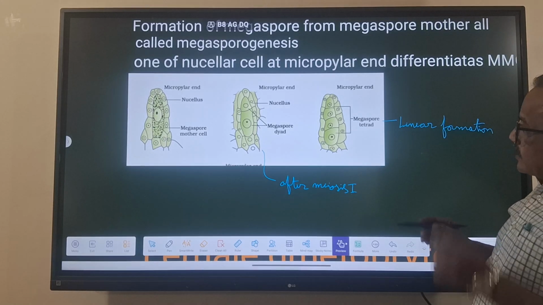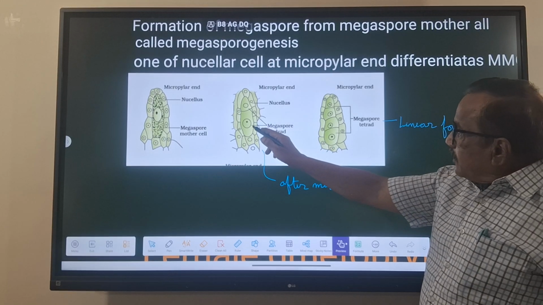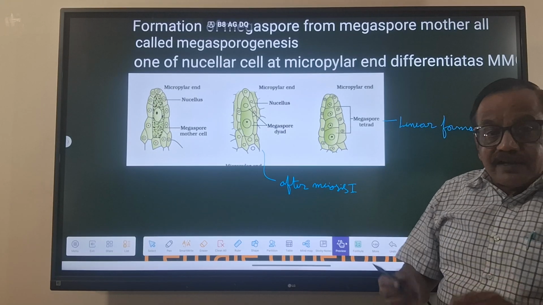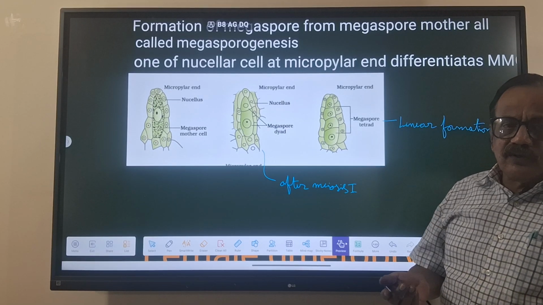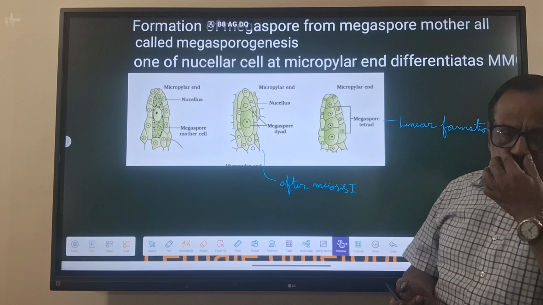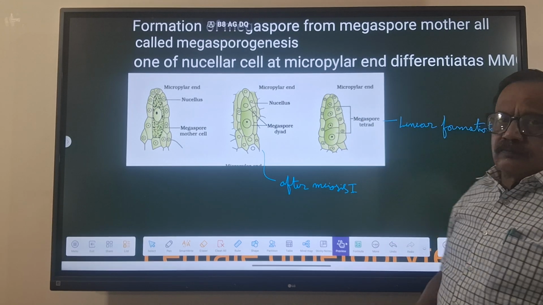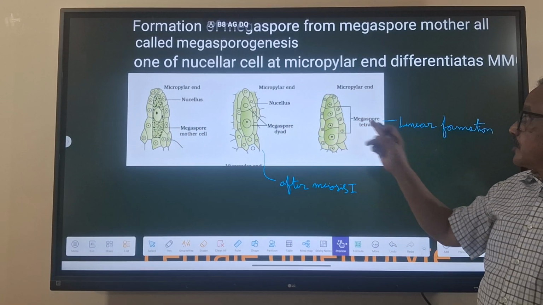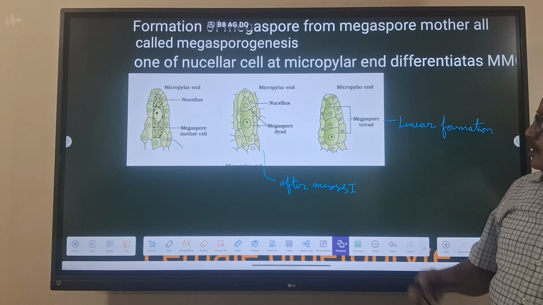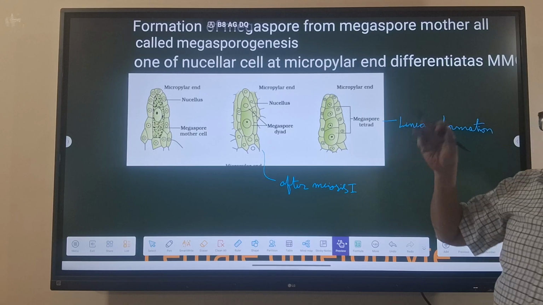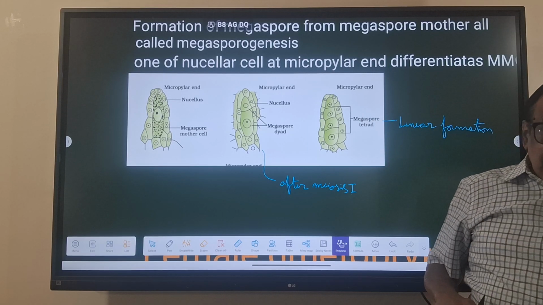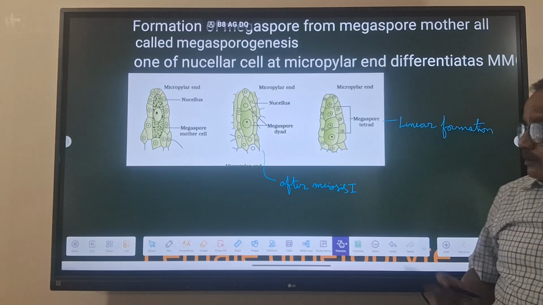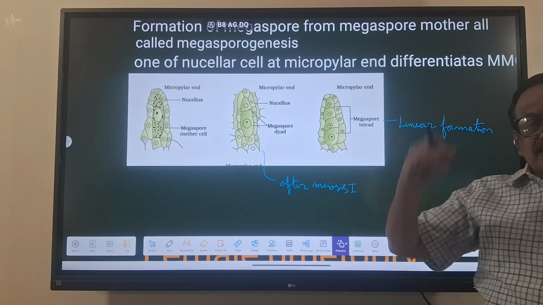And next, the megaspore dyad will take one more division. Meiosis 2 is nothing but like a mitotic division, and forms 4 spores. So the reduction division forms 4 megaspores, and they are the megaspore tetrad. Microspores also form a tetrad: microspore tetrad, here megaspore tetrad. What is the difference?